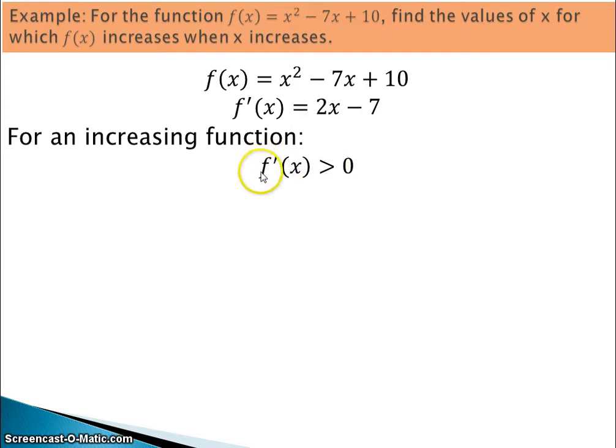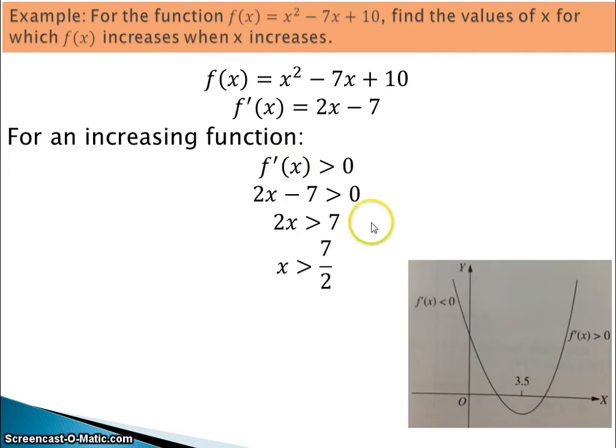In other words, I'm getting a positive gradient of the tangent. So replace the f dash of x by the expression 2x minus 7 is greater than 0. Solve for x. I end up getting x is greater than 3.5. And if I graph this function, you can see over here, everything to the right, the interval to the right of x is equal to 3.5 will continually give me a positive gradient. Therefore, the function is increasing for x is greater than 3.5.